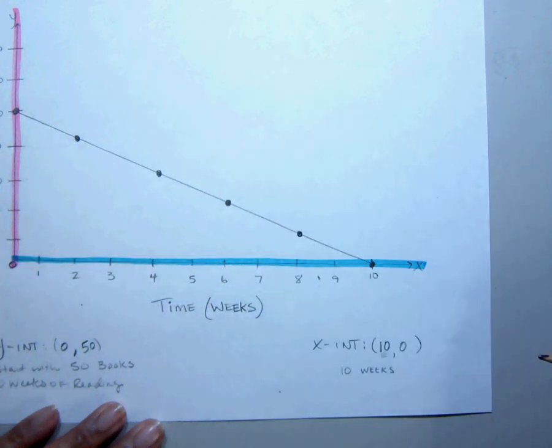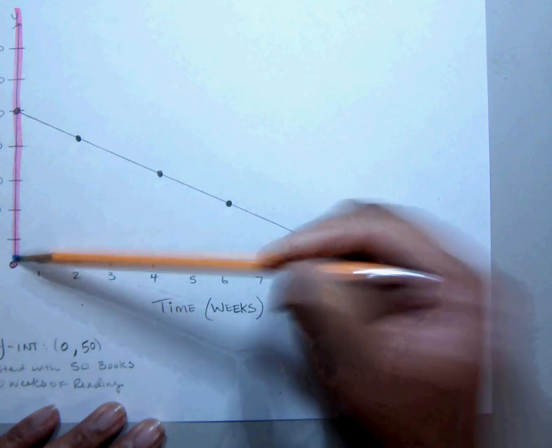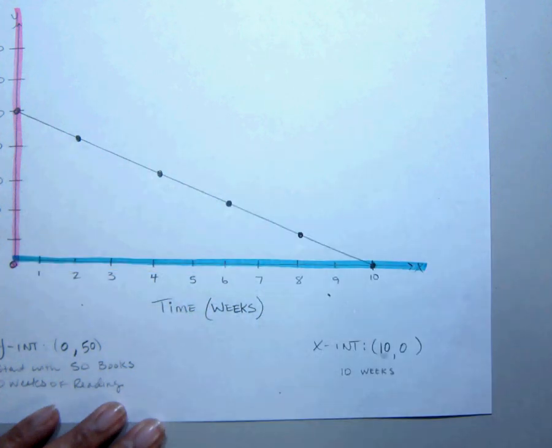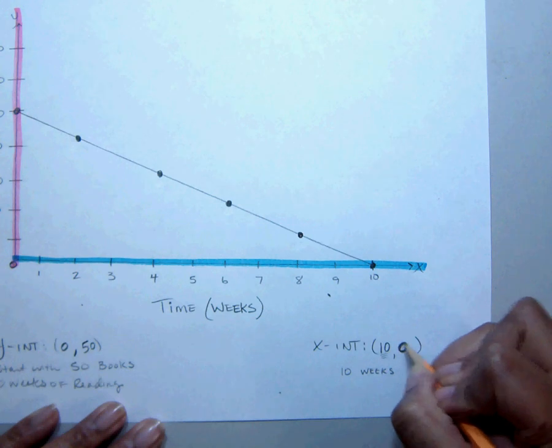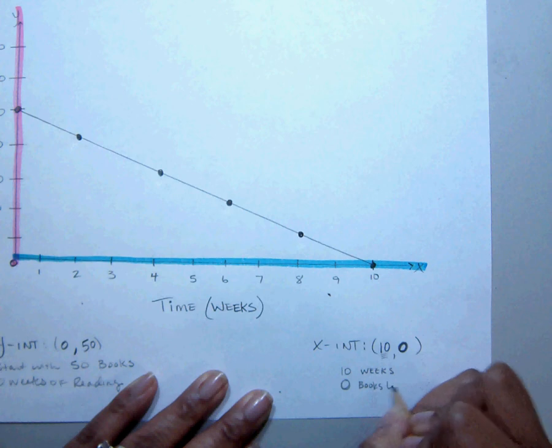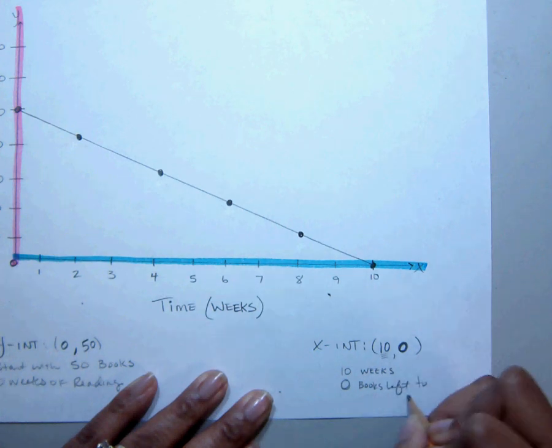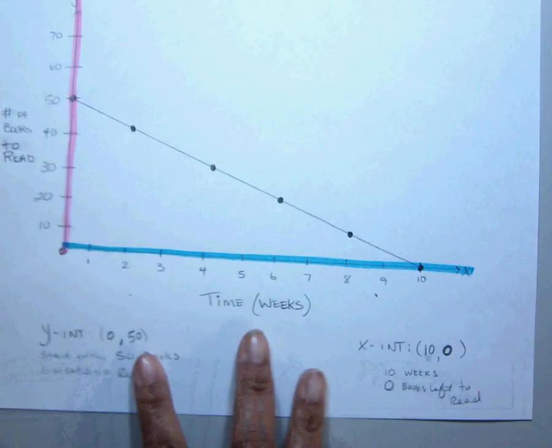And how do you know? Because you went from 50 all the way down to 0. So you have read a total of 50 books, and there are no more books to be read. So 0 books left to read. And that concludes the X and Y intercepts.